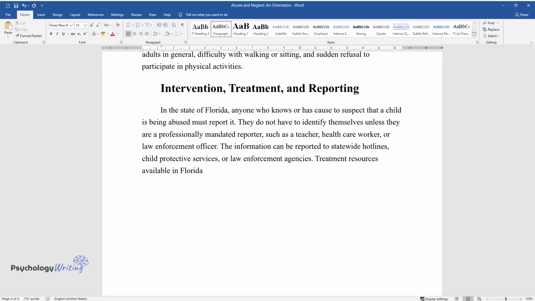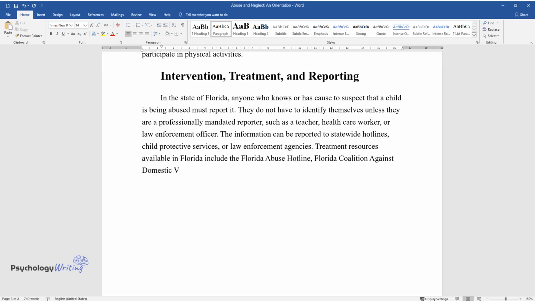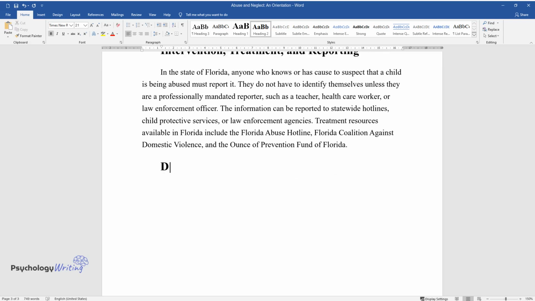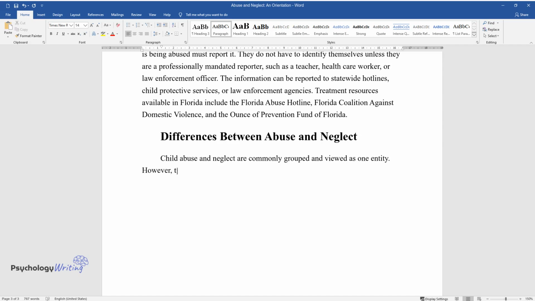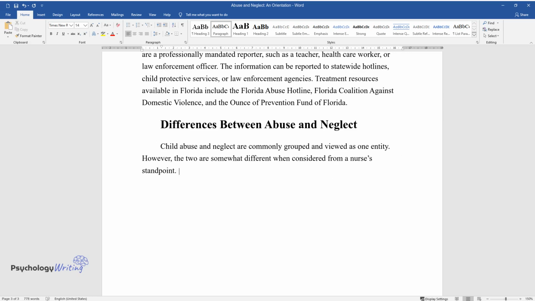Treatment resources available in Florida include the Florida Abuse Hotline, Florida Coalition Against Domestic Violence, and the Ounce of Prevention Fund of Florida. Differences between abuse and neglect. Child abuse and neglect are commonly grouped and viewed as one entity. However, the two are somewhat different when considered from a nurse's standpoint.